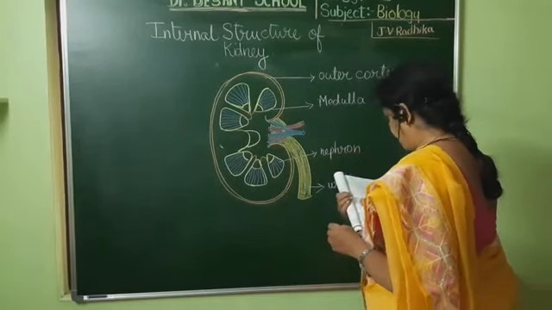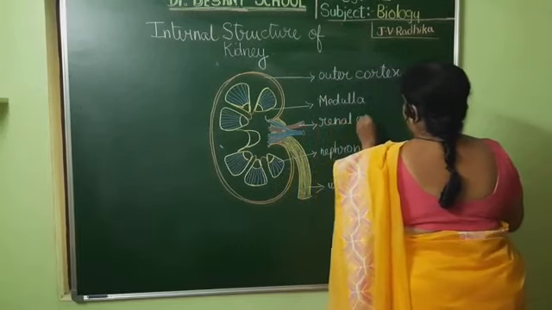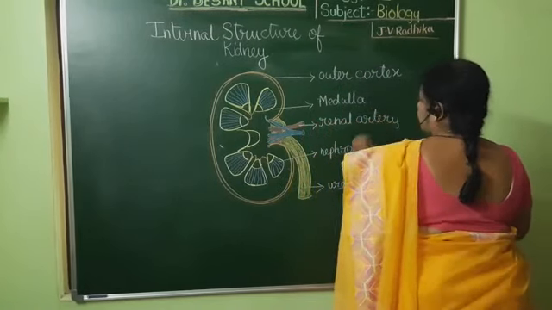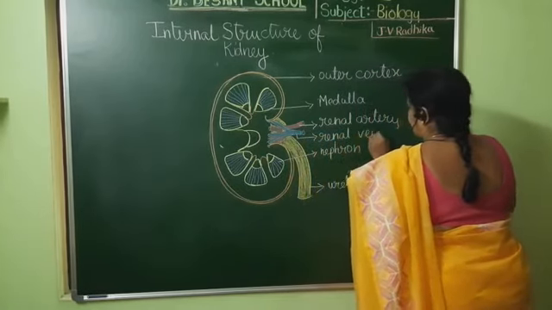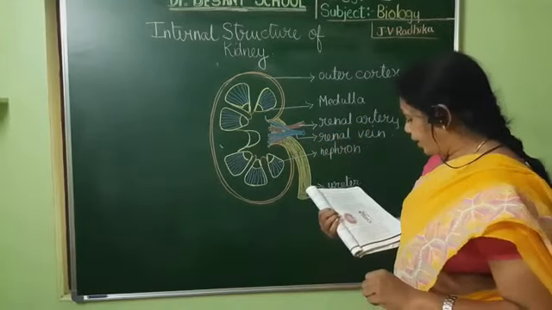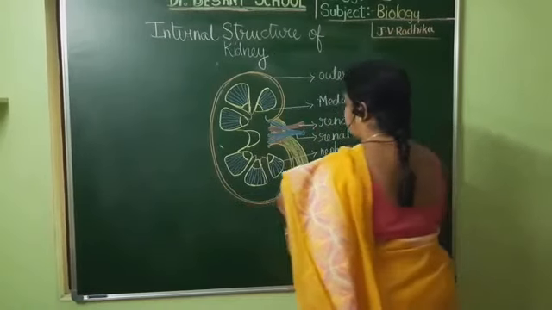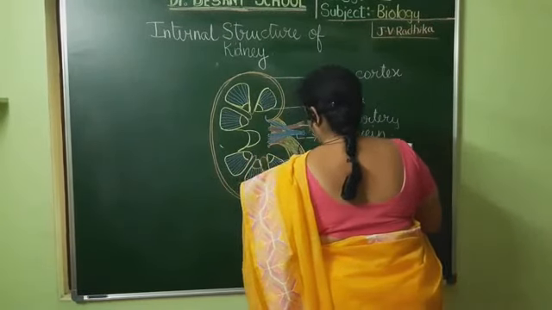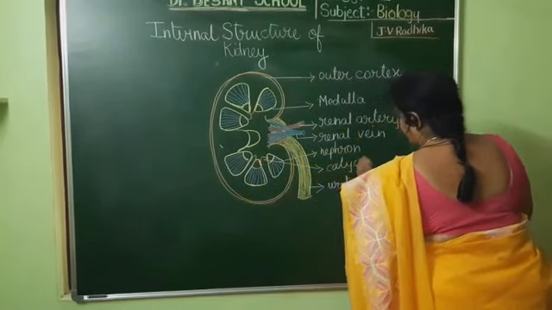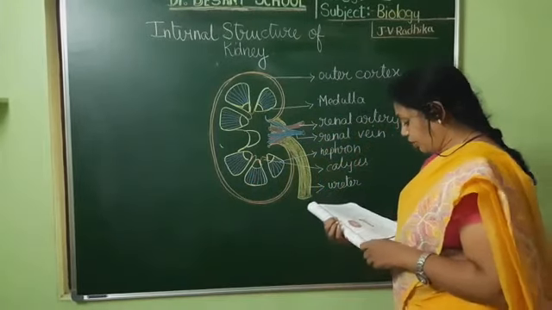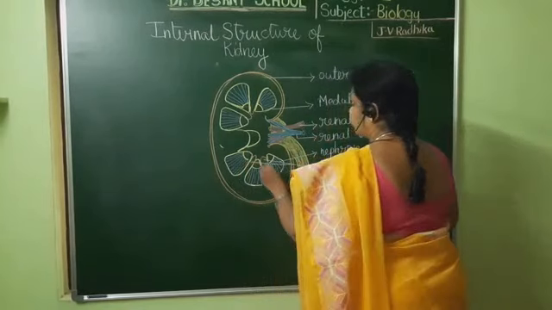Then we have the renal artery and the renal vein. This is the renal artery, and this is the renal vein. Apart from that, you should also label the calyces. I can show one more calyx also, so these two are the calyces.